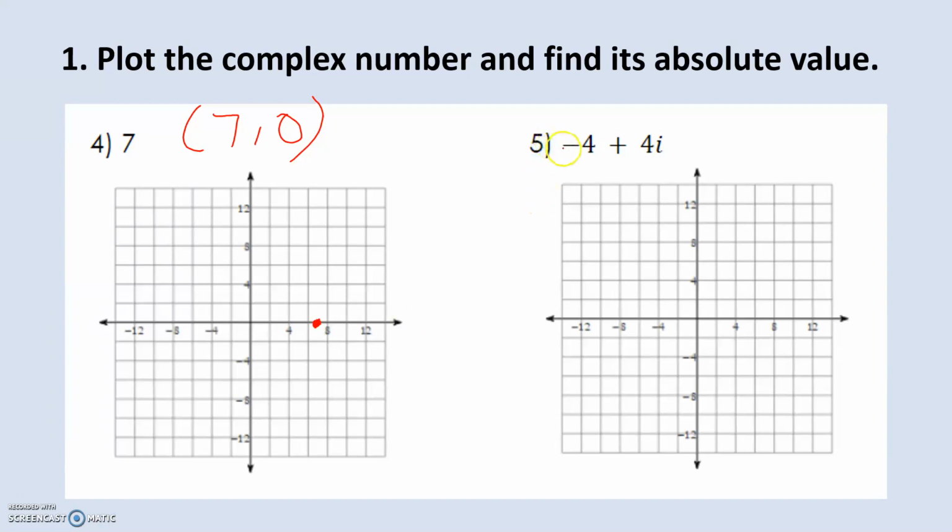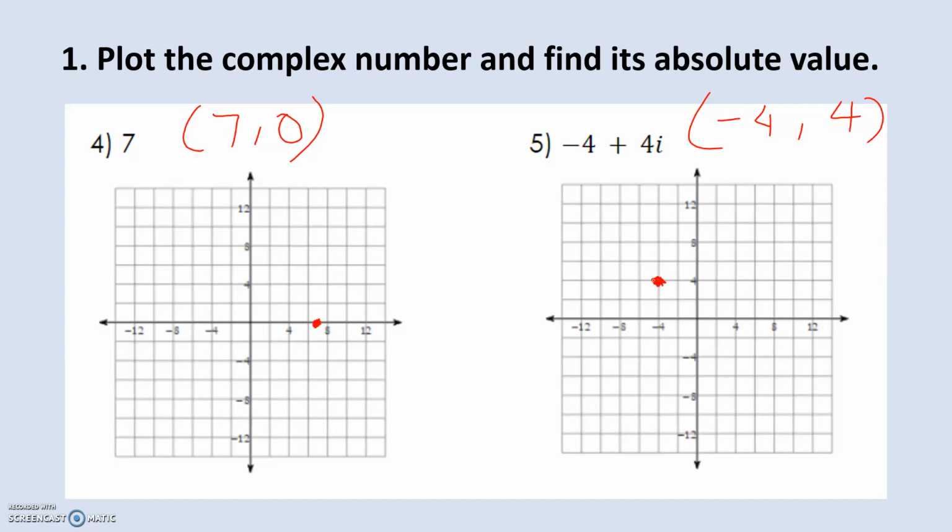Alright, number 5 is negative 4 plus 4i. Again, this can be written in the form of negative 4, 4. So how can we plot that point on the graph? Well, we go on the x-axis, this is negative 4, and we go up 4, and boom, that is our point.